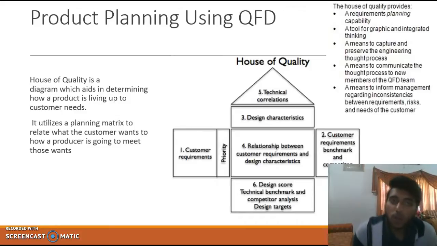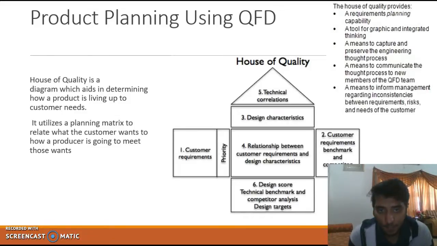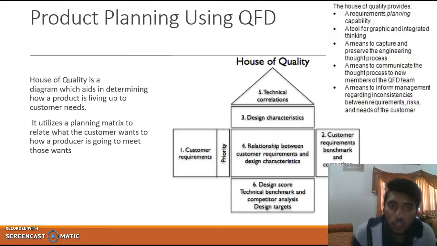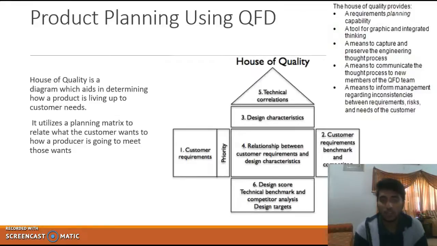Further moving on to product planning using QFD. As you can see, this diagram is a house of quality. A house of quality is a diagram which helps in determining how a product is living up to the customer needs and requirements. It basically utilizes a planning matrix to relate what the customer actually wants and how the producer and the firm are going to produce and satisfy those wants.